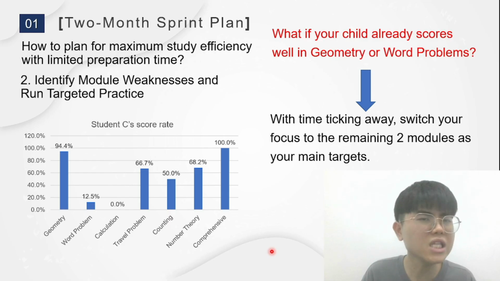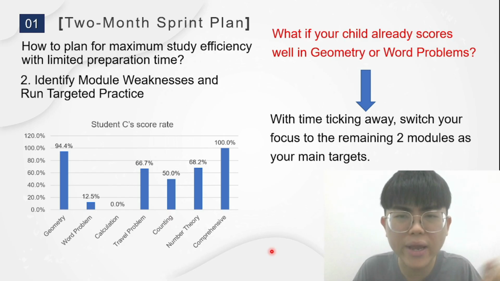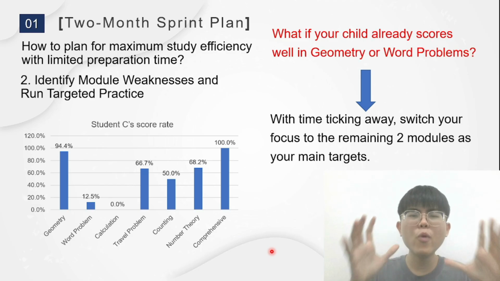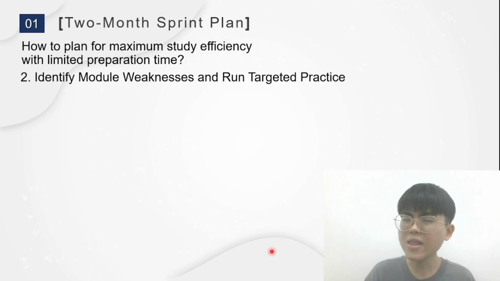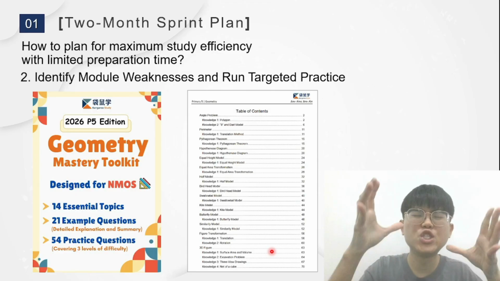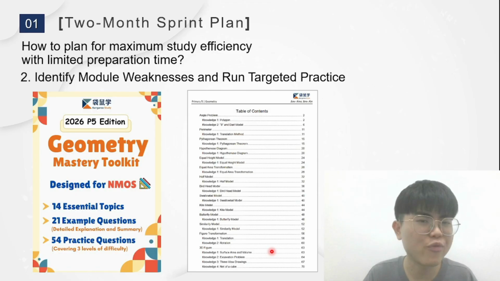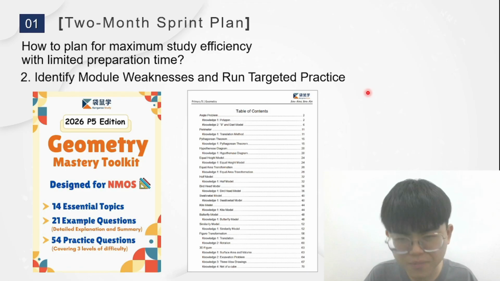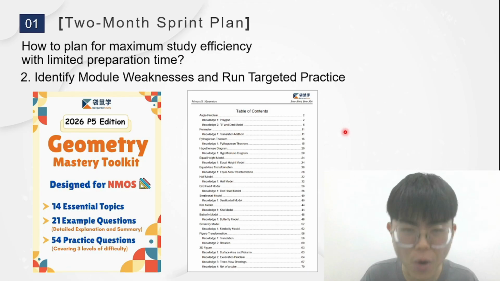We mentioned running targeted practice. How do we do the practice then? Alright, everyone. For example, if you are weak in the geometry module, we have prepared these geometry books for you to practice. So I believe that after you've done one of these geometry books, you should have no problem with the geometry module.